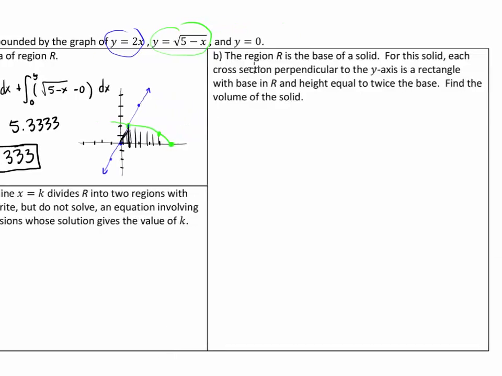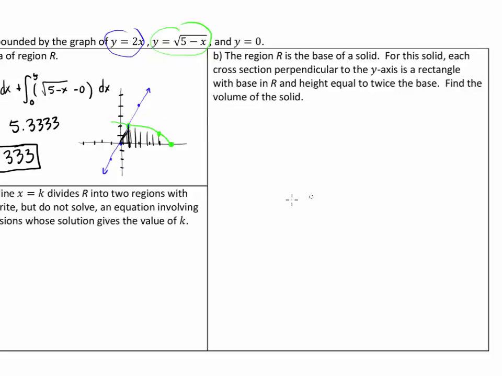So we've got the region R is the base of a solid. For this solid, each cross-section perpendicular to the y-axis is a rectangle with base in R and height equal to twice the base. Find the volume of the solid. Okay. Well, let's see. So first things first.